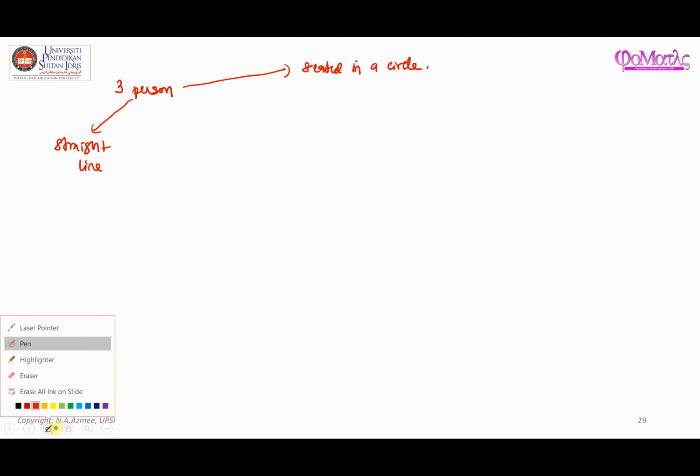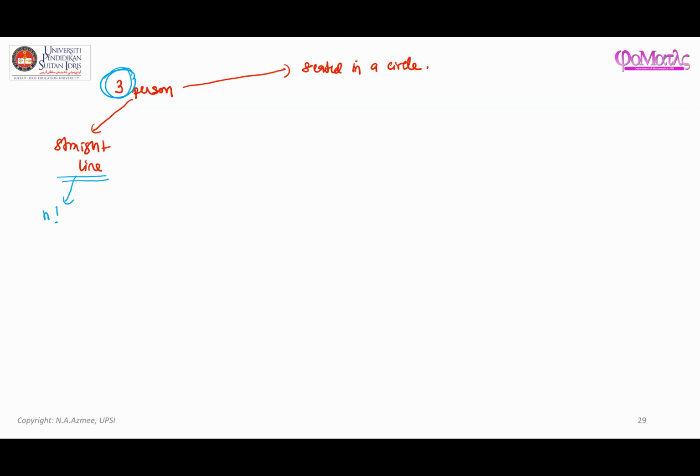Now, if we talk about arranging 3 persons in a straight line, this will be applying the same idea which you have seen in the previous example. So we are just going to apply the formula of n factorial. So you have 3 persons and you are going to arrange these 3 persons. They are distinctively different from each other. So you can apply n factorial for the number of ways that you can arrange 3 persons sitting on a straight line.